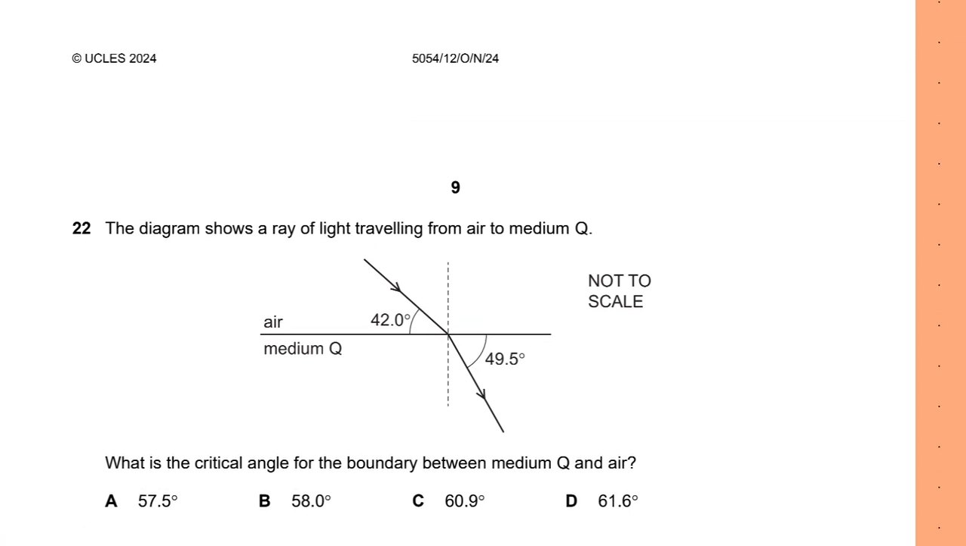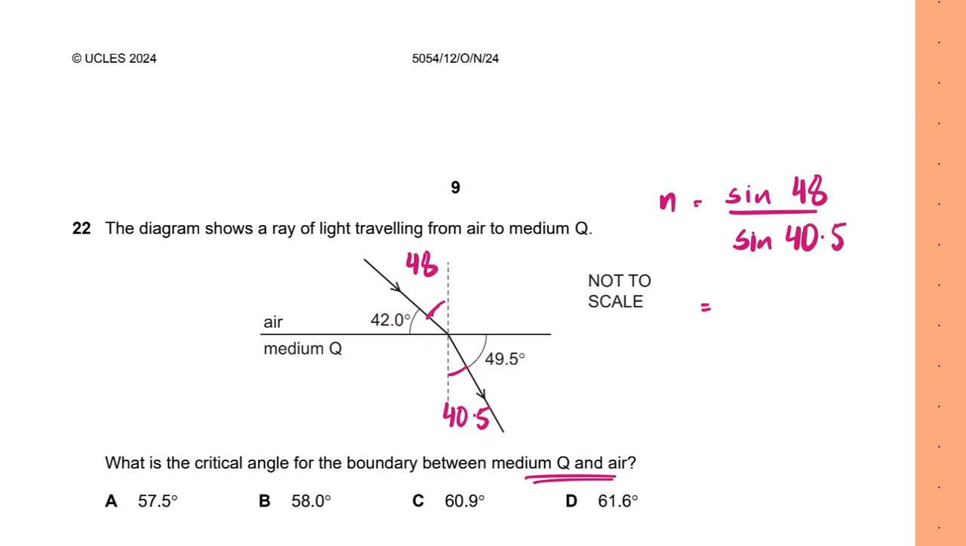22, the diagram shows a ray of light traveling from air to medium. What is the critical angle for the boundary between medium Q and air? This is not really a difficult question, but it's definitely more involved. Again, you will have to use the same idea that angles are supposed to be with the normal, which is the dotted line in this case as well. So 90 minus 42, this is 48, and 90 minus 49.5, this is 40.5. Using this, I can now calculate the refractive index, which is going to be sine of the bigger angle over sine of the smaller angle. So sine 48 over sine 40.5.